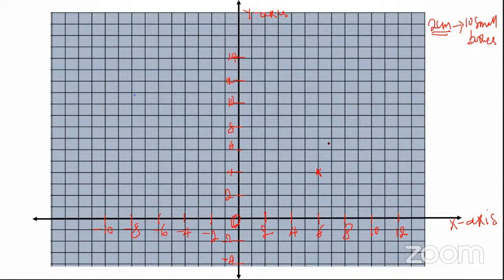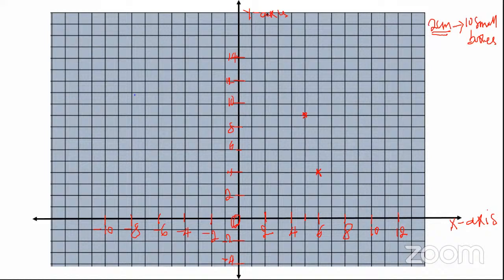5 and 9. So the 5 is between 4 and 6, so it is here. And then we move 9 steps upwards. And then we shall find ourselves here. Yes, another point.